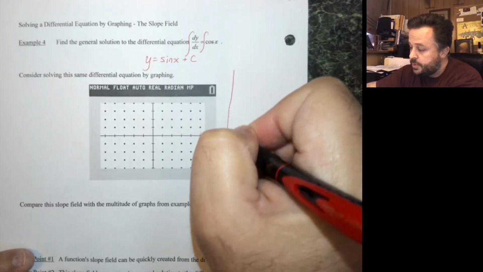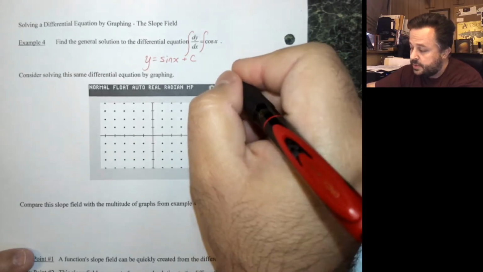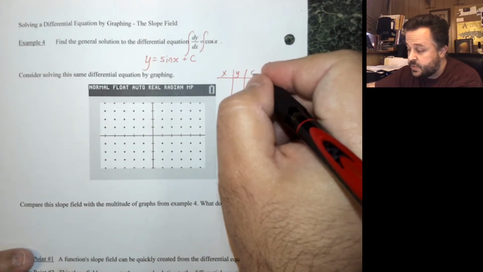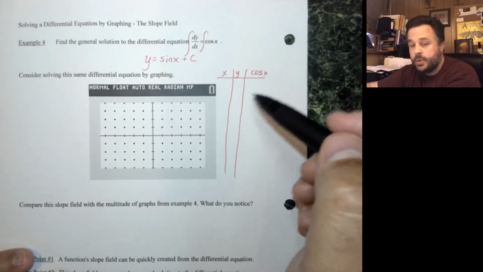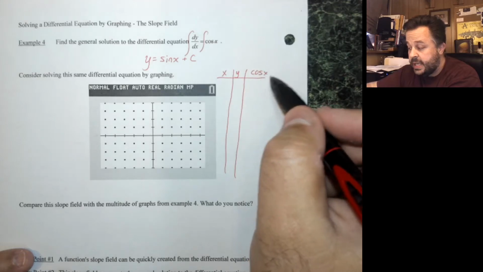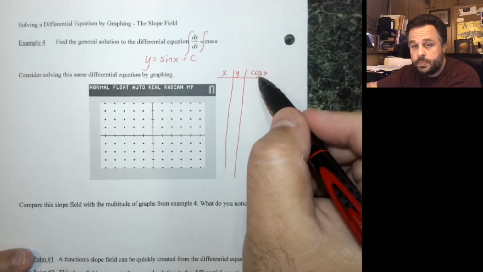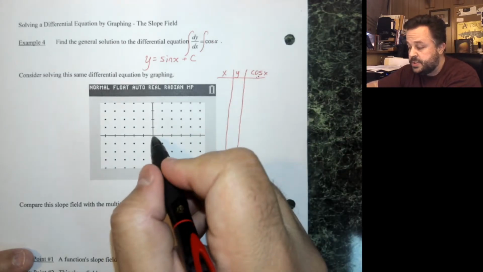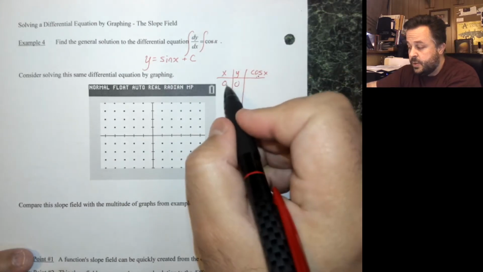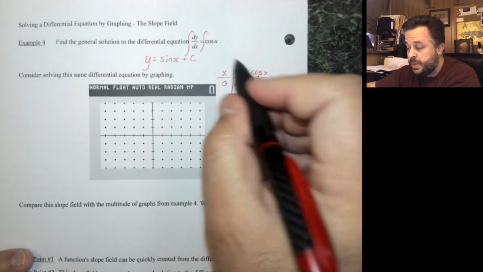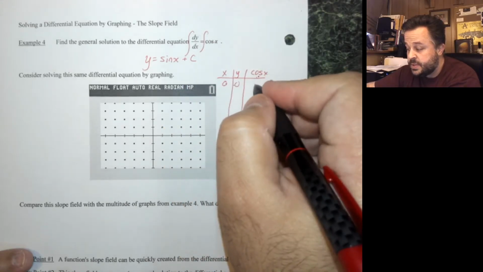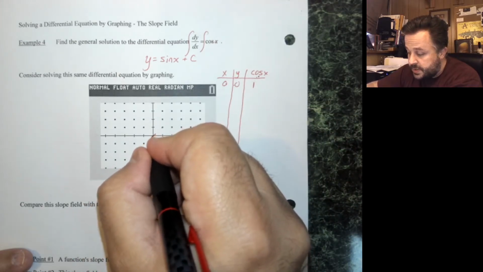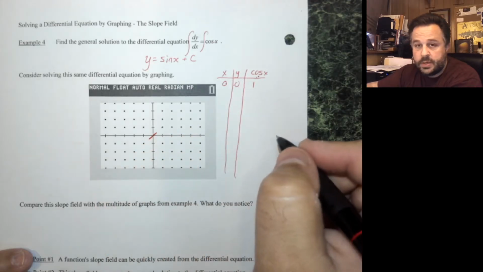So to do that, we're going to create a little column for x, create a column for y, and create a column for dy/dx, which is just the cosine of x. Now, I want you to notice in this example that there is no y in my dy/dx. That is, my slope depends entirely and only on what x is. So let's just take the point (0, 0). At (0, 0), the slope is going to be whatever the cosine of 0 is, which is 1. So at (0, 0), I am going to draw just a little line segment with a slope of 1.